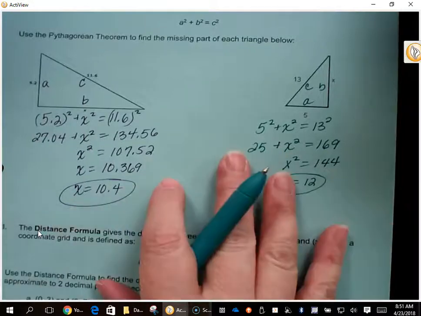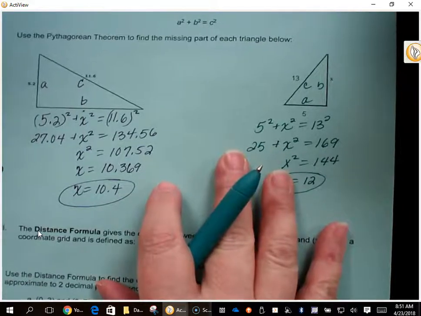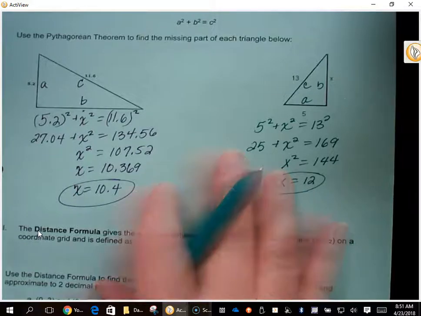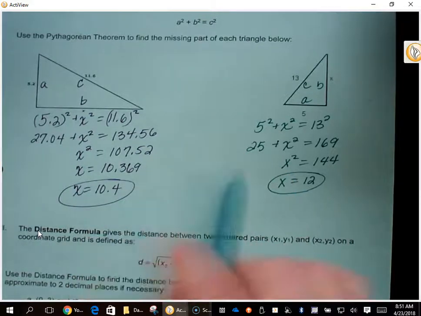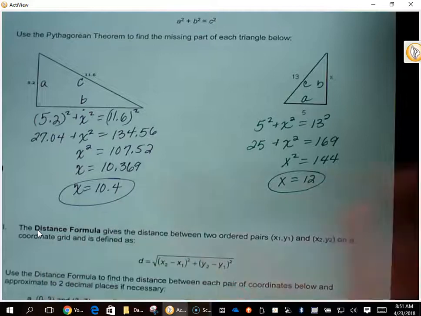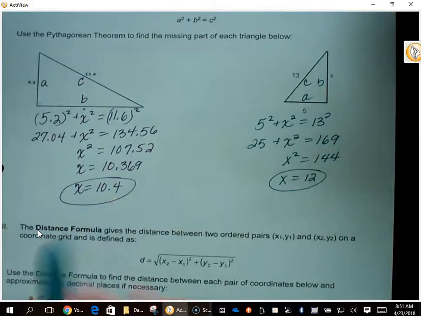We don't have to check our answers here. We can check them to make sure we did the math right, but we don't have to check our answers here simply because we didn't square the whole equation. We're just trying to substitute in radicals.